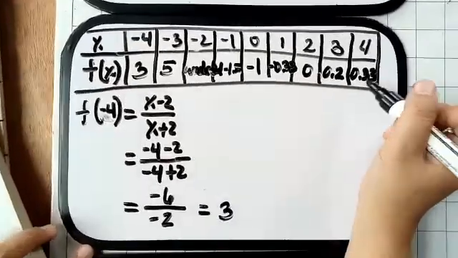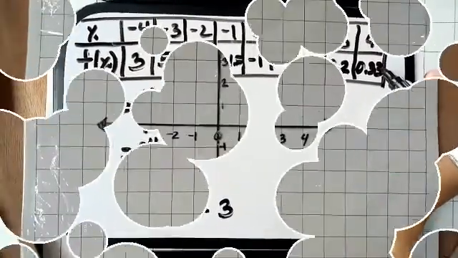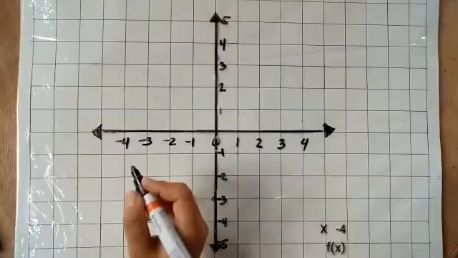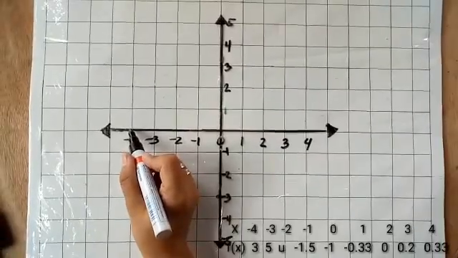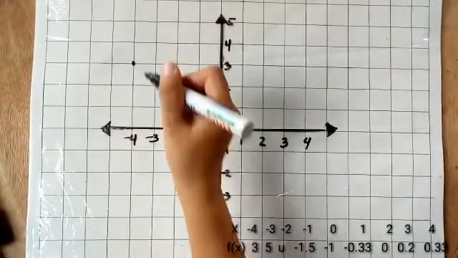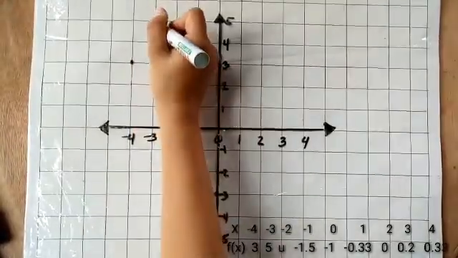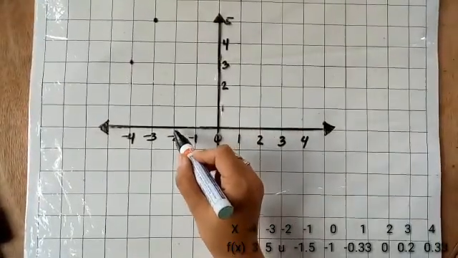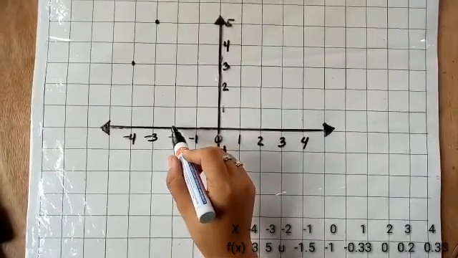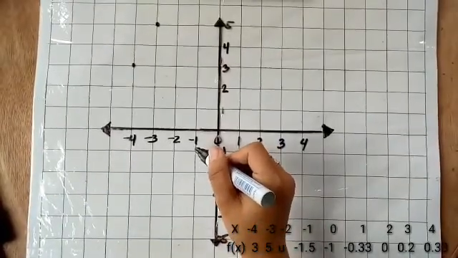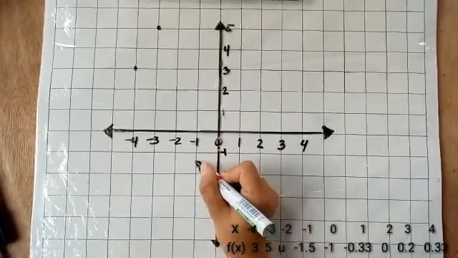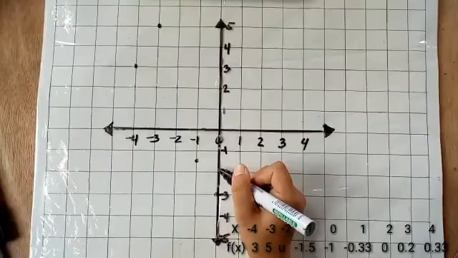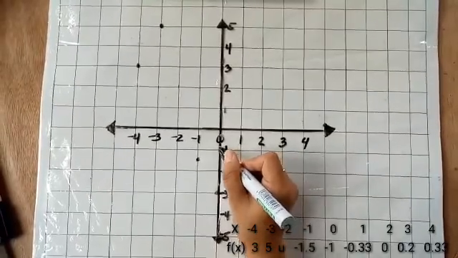Next we are going to plot the points from the table of values on the Cartesian plane. The first point, negative 4, positive 3. So here. Negative 3, positive 5. So here. Negative 2, undefined. For the undefined, we will not plot this point. Then for negative 1, negative 1.5. So here. For 0, negative 1. So here.